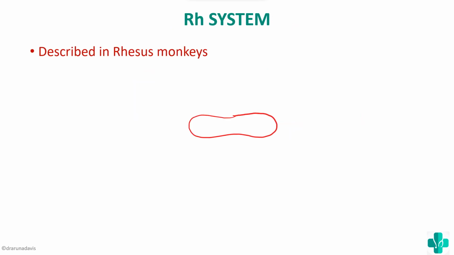Next we will see about the RH system. It was described in the rhesus monkey, and that is why it is called the RH system. Just like in ABO, where we have an A antigen or B antigen, in the RH system the antigens are called RH antigens. There are many RH antigens. It can be D, C, E.